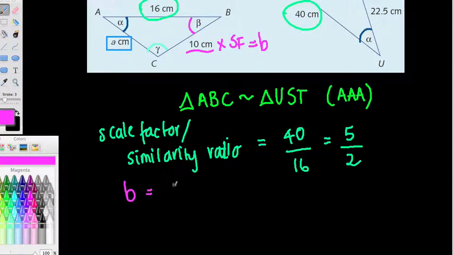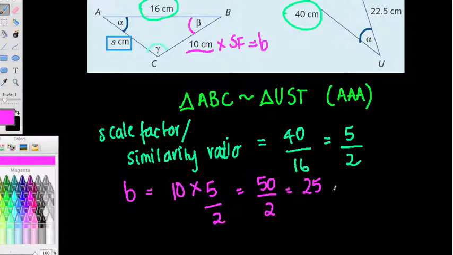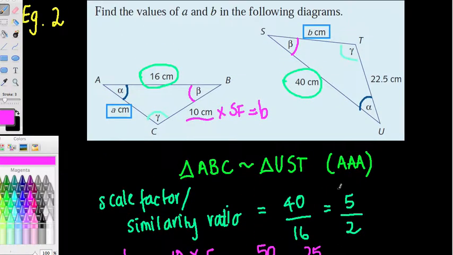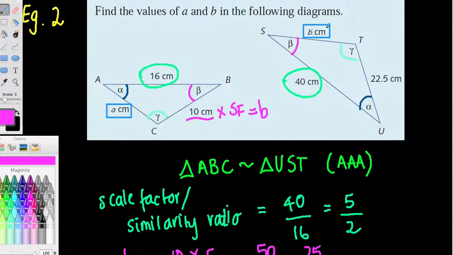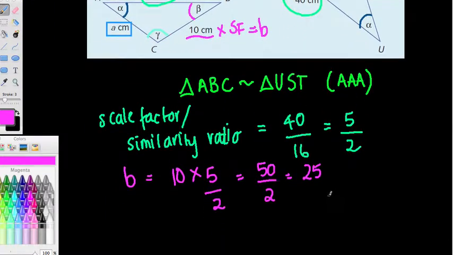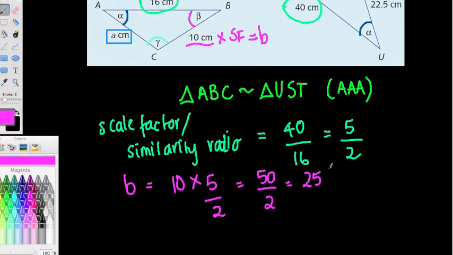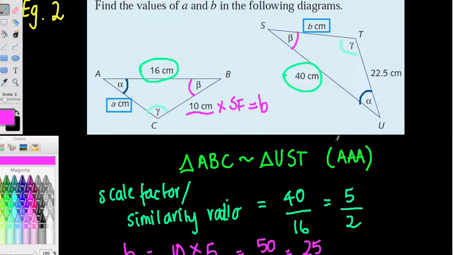I'm going to do that down here. B is equal to 10 times 5 over 2. This is equal to 10 5s are 50 over 2. 50 over 2 is 25. 50 divided by 2, that's what that is. So therefore B is 25. There we go. Now the unit's already there. So the B itself is 25 because centimetres is already shown in the diagram.